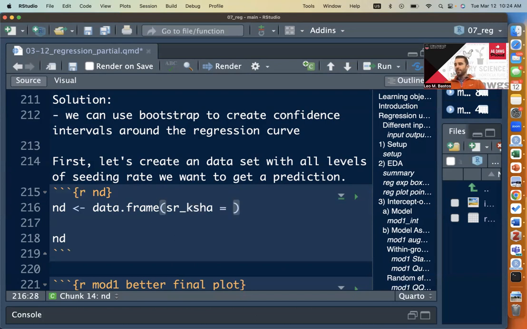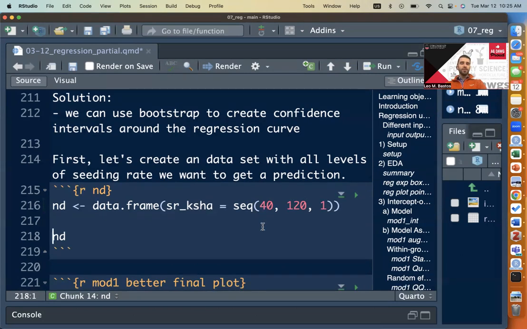So I want to have a sequence. For that, we use the SEQ function. Here I say where I start. I want to start at 40. Next thing is where I end. I want to end at 120. And the next argument is the increment, the step size. I want this to be in increments of 1.